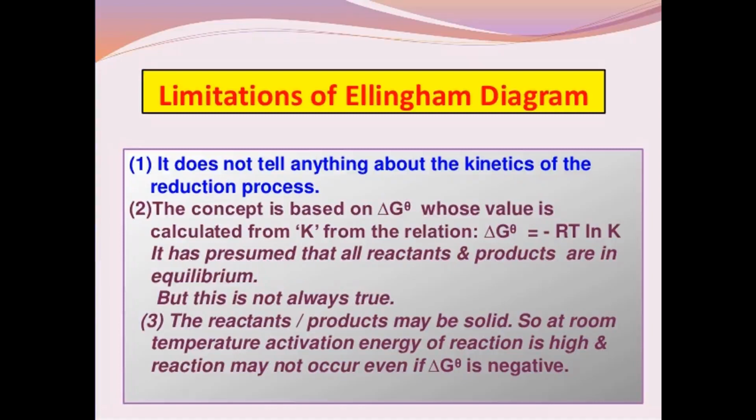Do you understand? It is constructed based upon thermodynamic considerations. It gives information about thermodynamic feasibility of a reaction. It does not tell anything about the rate of the reaction. Moreover, it does not give any idea of the possibility of other reactions taking place. Now the interpretation of del G is based upon the assumption that the reactants are in equilibrium with the products, which is not always true. Do you understand? These are the limitations of Ellingham diagram.